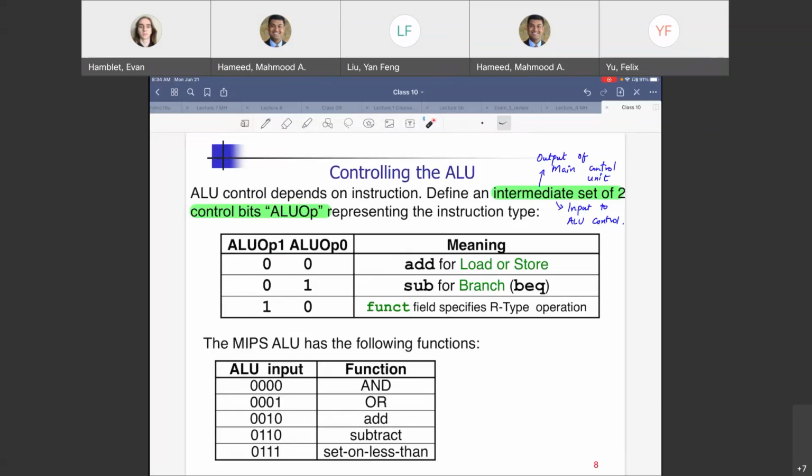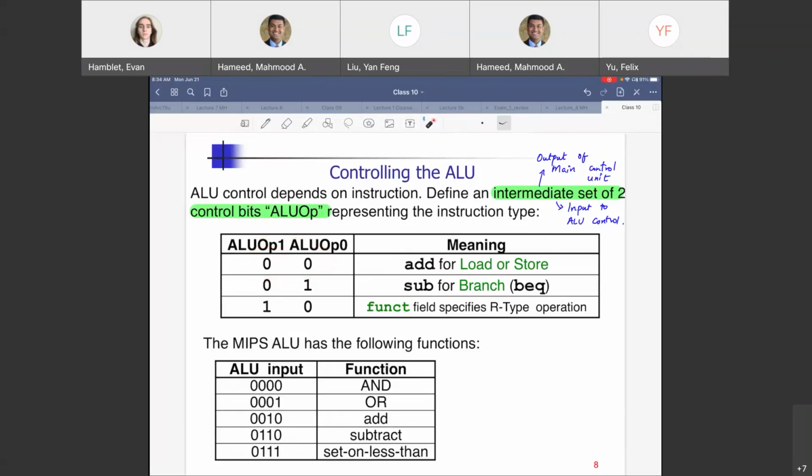So for load word and store word specifically, the ALU opcode fields, ALU op 1 and 0, are 0 and 0, because it is a specific I type instruction, right? The function code doesn't matter here. It is a specific I type instruction for which we need to add.